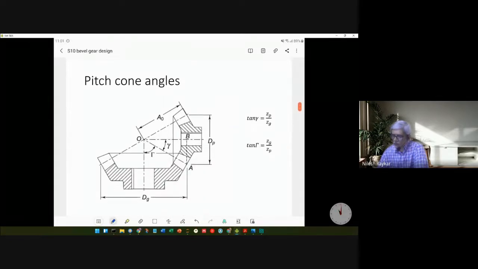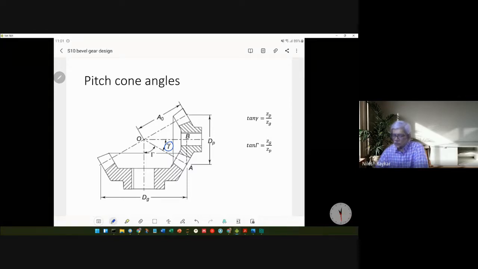Okay, now most of the time you have the two intersecting axes perpendicular to each other. That is a common configuration, where in many machine components you'll find that two axes are intersecting at right angles to each other. So the pitch cone angle, the gamma, what we discussed in the previous slide, is an important design parameter.